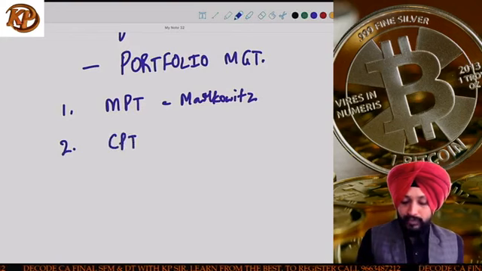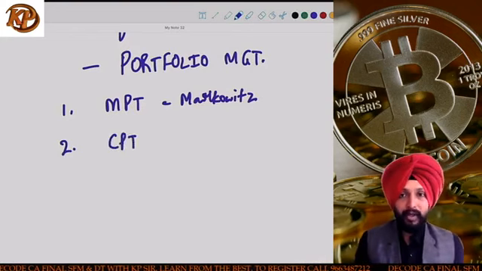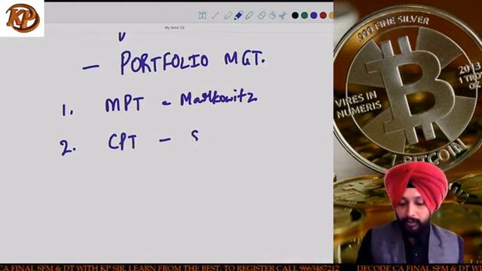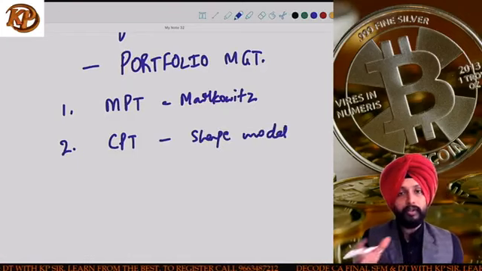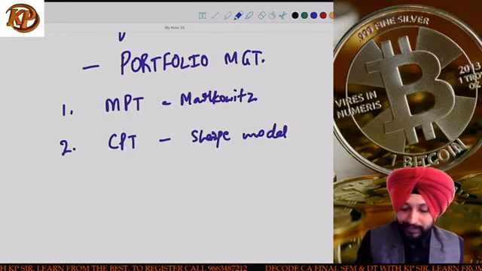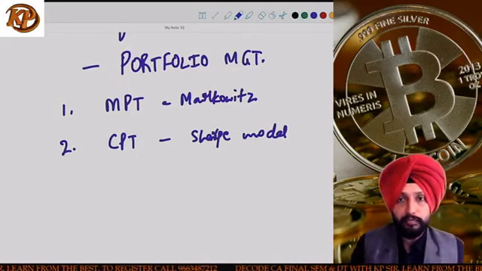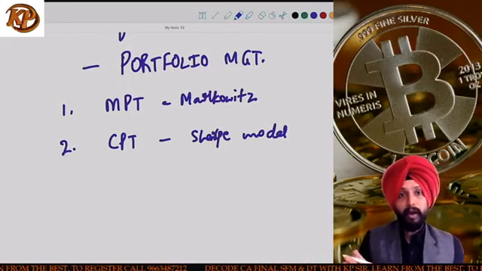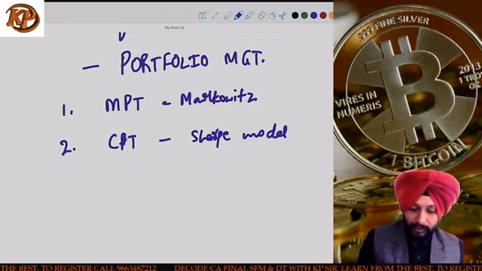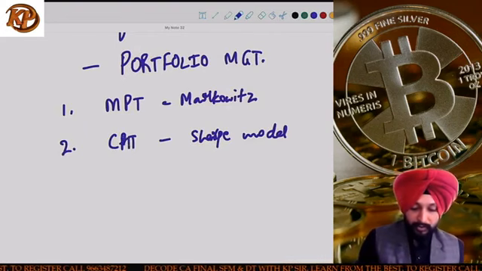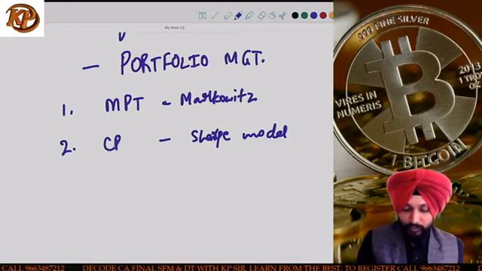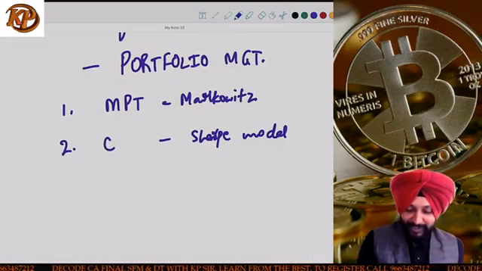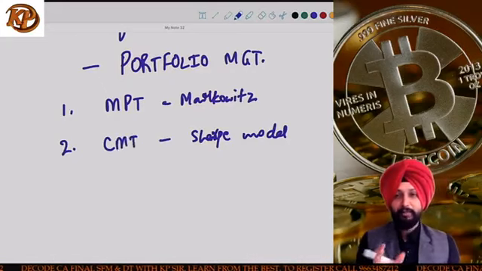The second theory that we studied, guys, was called capital market theory. The capital market theory, they can also use the words Sharpe model or the Sharpe index model. They can use these two terms if they are referring to capital market theory. CMT, I wrote CPT, we cleared that long back. We don't want to go back to those days. We want to finish off. Okay, CMT, capital market theory.